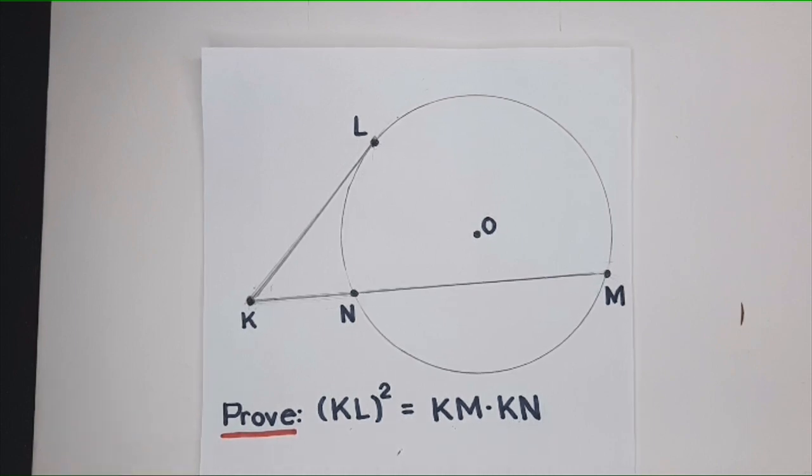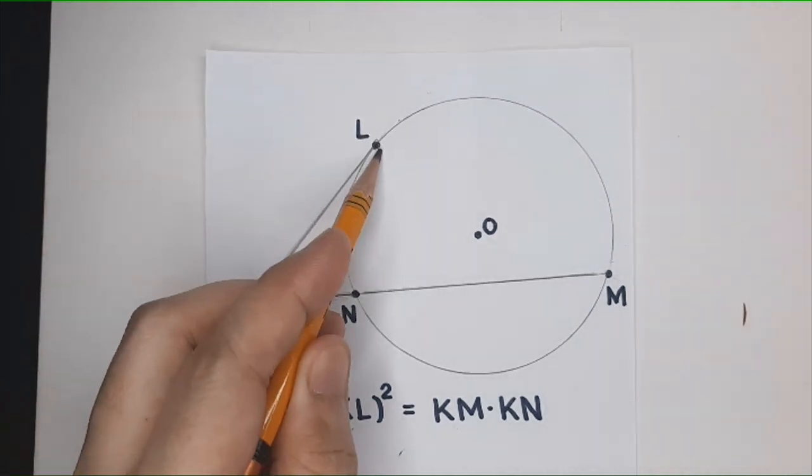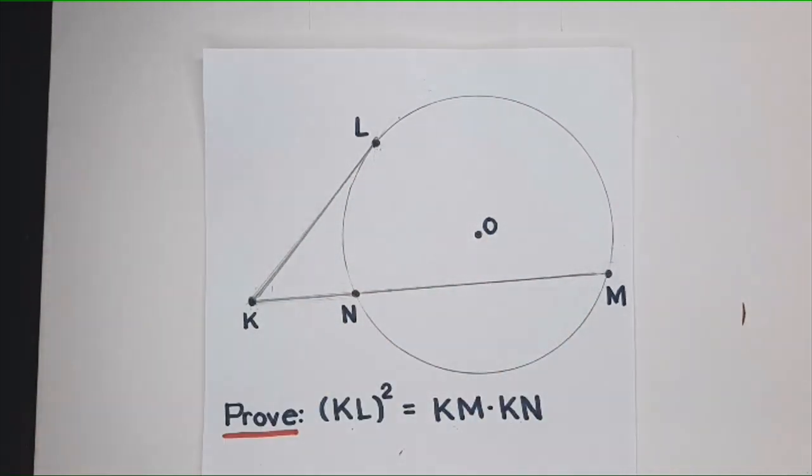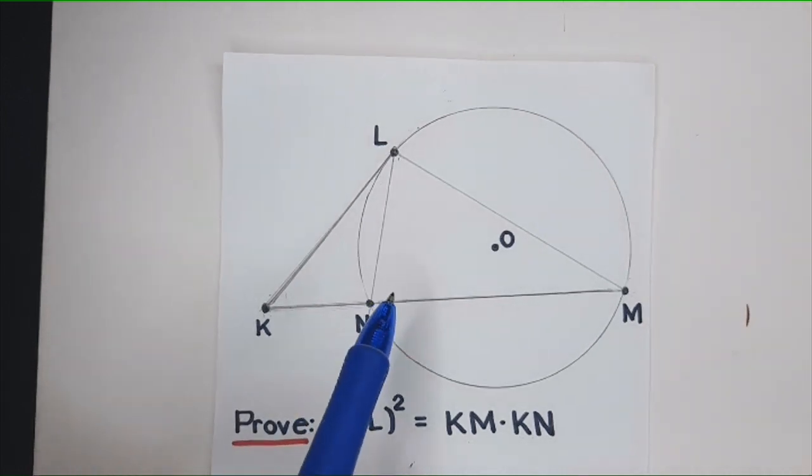Okay? So to start our proof, we make two chords. Okay? Two chords, two line segments. And these two line segments are the line segment LN and the line segment LM. Okay? So after drawing two line segments, we have like this.